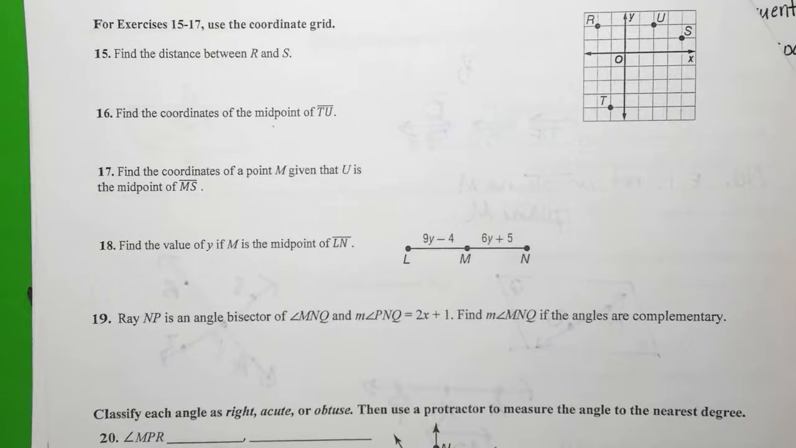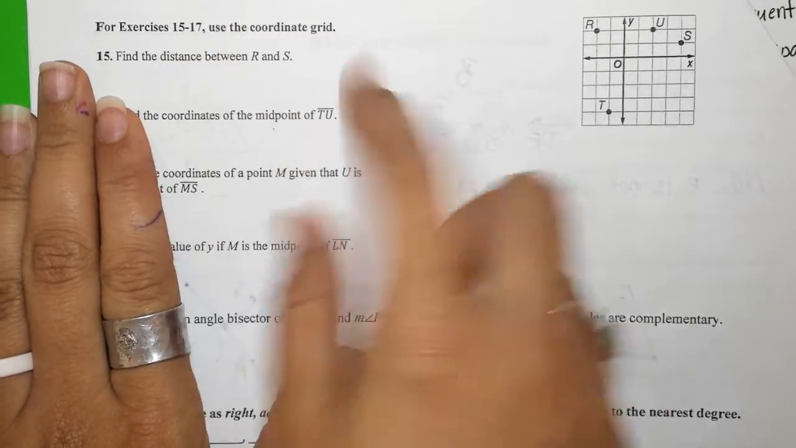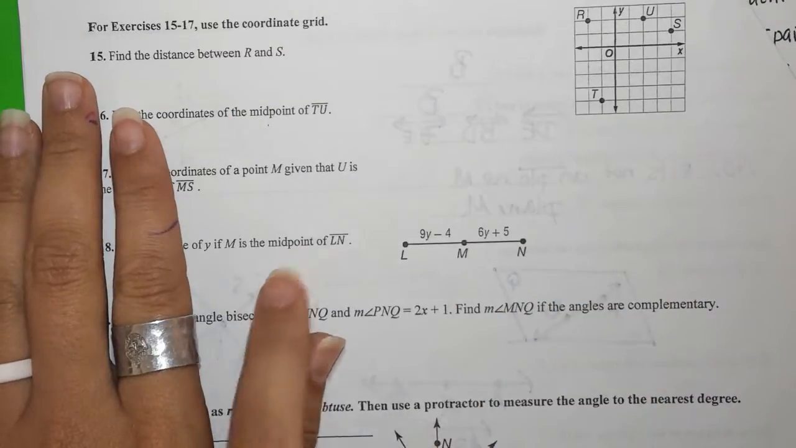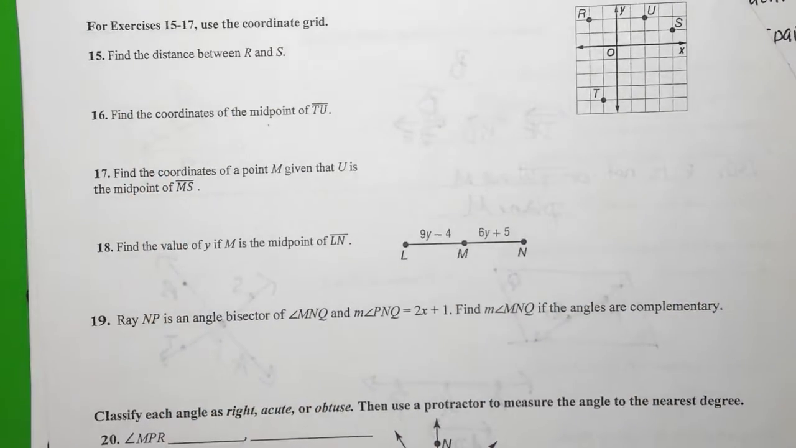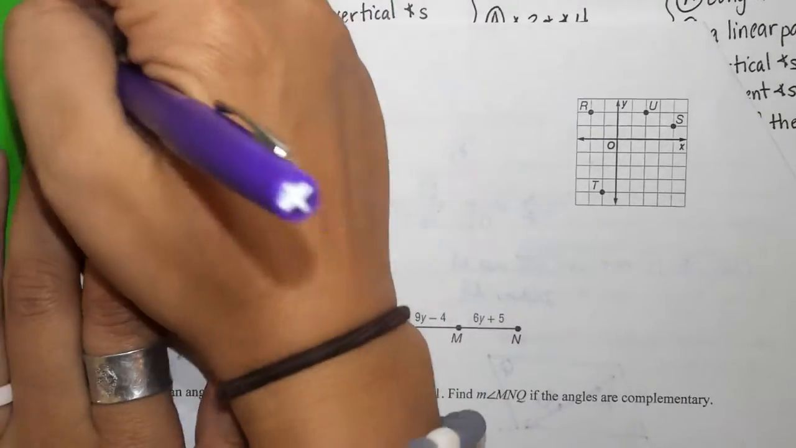All right, number 15. On the back, it says, for exercises 15 to 17, use the coordinate grid. So this says to find the distance between R and S. Do we know what the distance formula is? Yes. So instead of y'all trying to say it to me, I'm just going to write it down. We're going to write the distance formula down, and then the midpoint formula.